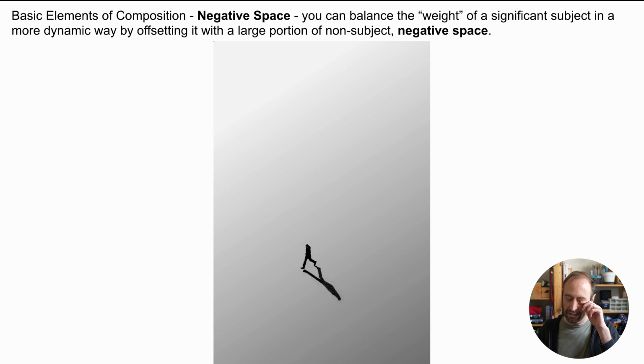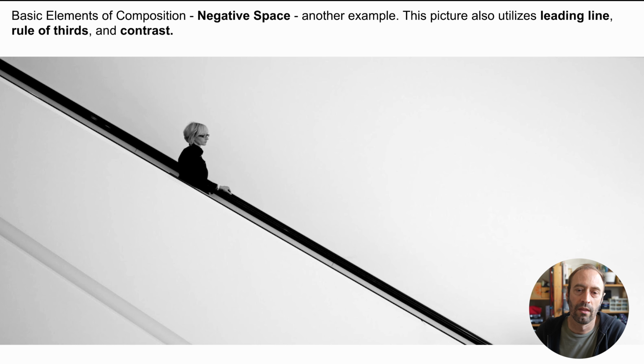Negative space. Negative space is a fantastic basic element of composition where you balance the weight of a significant subject in a more dynamic way by offsetting it with an expanse of nothingness, right? And this is a very successful version of that. This frame's got a lot of things working for it, right? There's a good example of negative space, good example of the rule of thirds, good example of leading line, and definitely a good example of contrast.